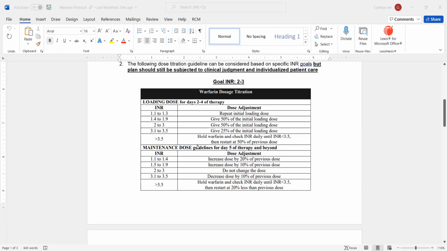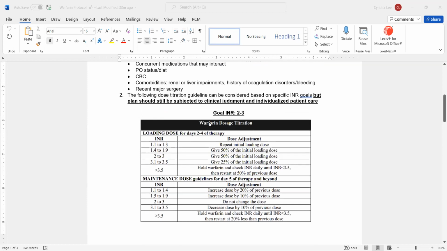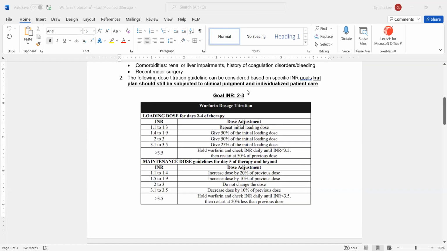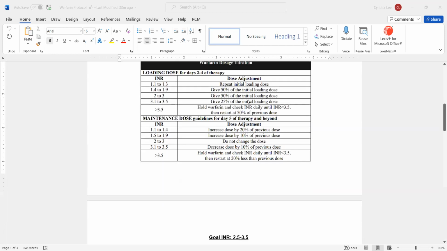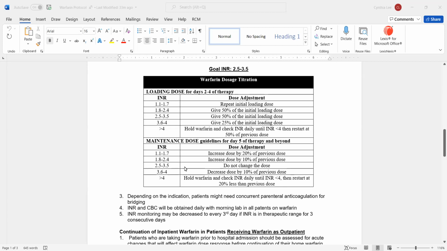And then you go through day 5 and so on with the new algorithm once you get there. And different goals will have different algorithms, just because, for example, this table right here is for a goal INR of 2 to 3, for most of the indications. And then this one is for 2.5 to 3.5 for a specific indication, right? In this case, it's probably going to be more aggressive, just because you are targeting a higher goal INR. So you can be a little bit more aggressive in terms of your dosing and the threshold as well.